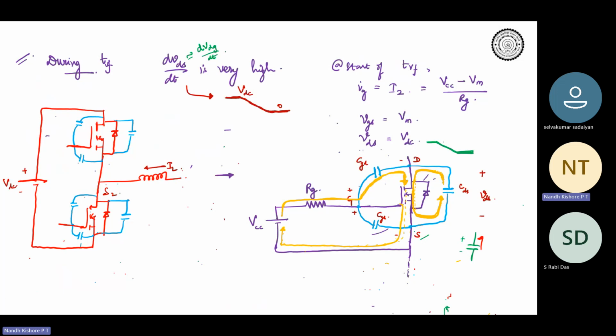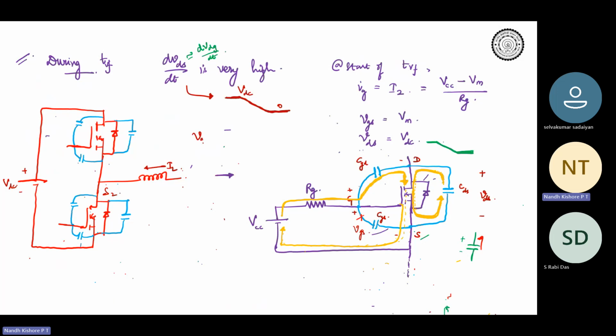Yeah, no current is flowing through CGS, right? No current flows through CGS. Entire current flows through CGD. So your gate source voltage doesn't change at all, right? This is your VGS. So your gate source voltage doesn't change. Do you understand? It will remain at V Miller.